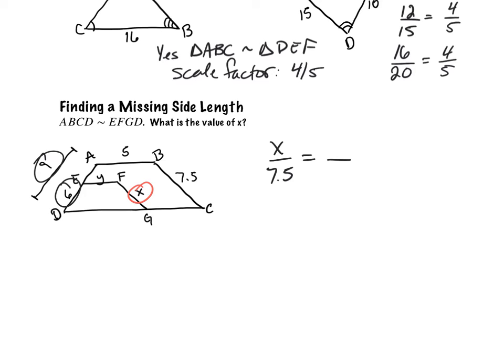Now how do I decide what goes in the numerator of this fraction? Why would the 6 go there? Yeah, because I've already said the smaller shape is on the top, so to be proportional, I have to have corresponding sides. So I have 6 over 9. Now this goes back to solving proportions, so do that cross multiplication. So 9x equals 45. So x equals 5.